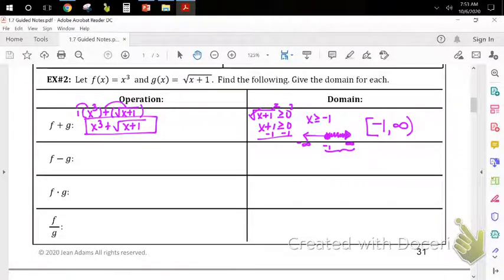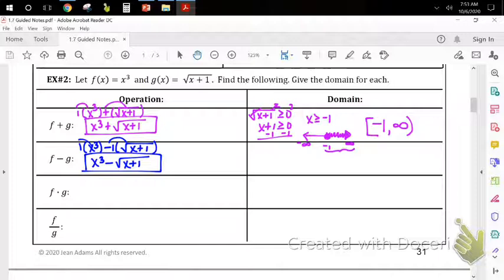The next one is f minus g. So we're going to take f, x cubed, minus g, which is the square root of x plus 1. So let's get rid of the parentheses. So we get x cubed minus the square root of x plus 1. Again, I only add and subtract with radicals if they're like radicals. X cubed doesn't have a radical, so that's simplified.